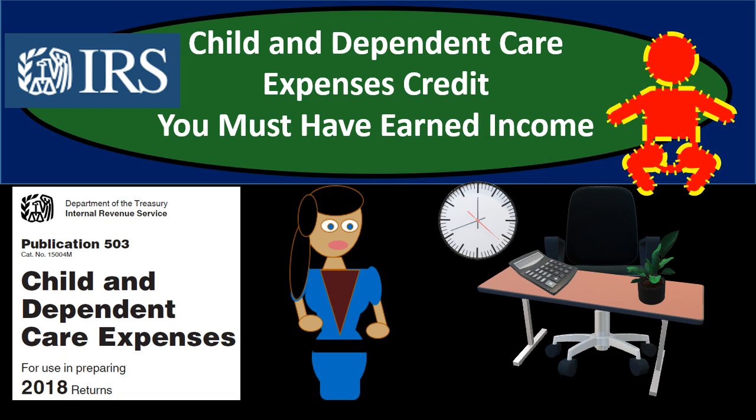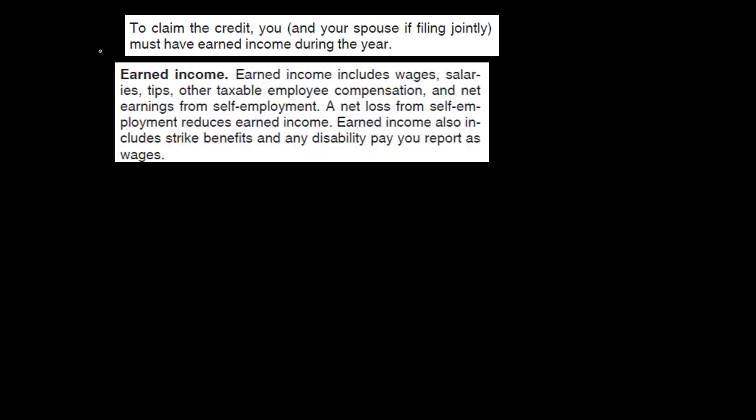In this presentation, we will discuss the qualification of you must have earned income with relation to the child and dependent care expenses credit. This information coming from publication 503. To claim the credit, you and your spouse, if filing jointly, must have earned income during the year. So note, this is another type of credit that is designed to allow someone to work. So that's going to be the goal of the credit. So therefore, to qualify, typically you're going to need some type of earned income. Usually that would be like a W-2 type of income.